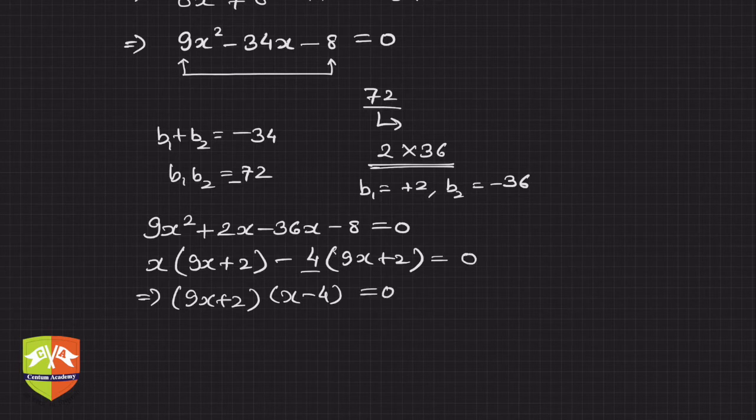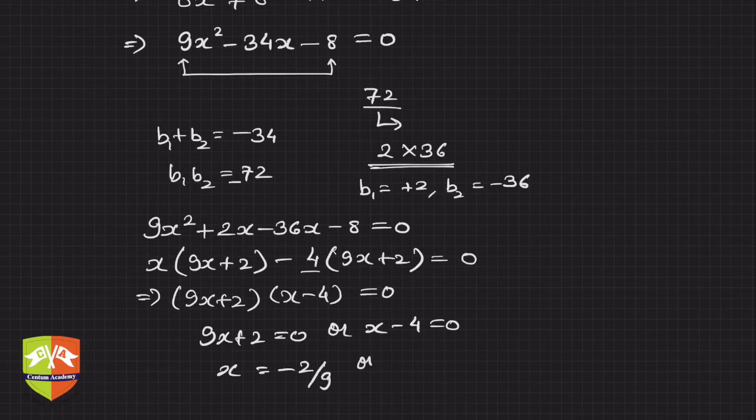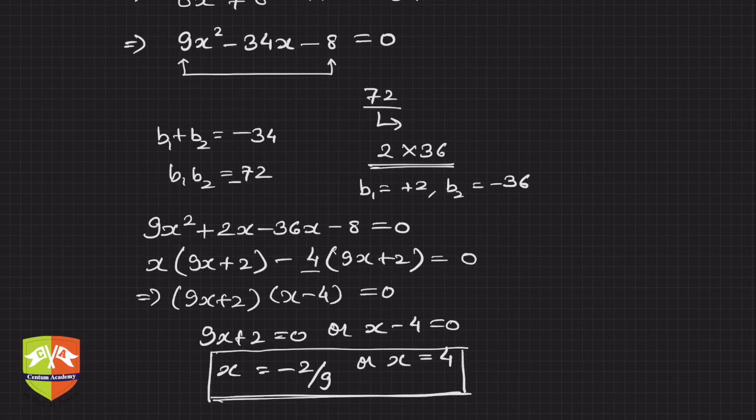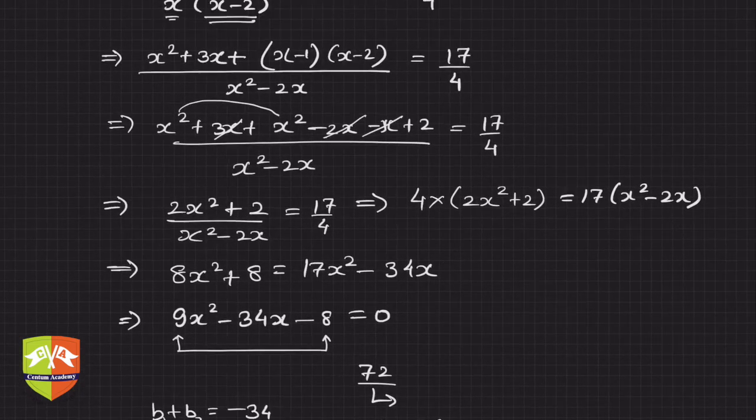So what do we learn? Either 9x + 2 is 0 or x − 4 is 0. So x is equal to −2/9 or x equals 4. See how simple it is? The equation was not appearing to be a quadratic equation, but then we transformed it into a quadratic equation, solved it by the factorization method, and we saw the solution to be x equals −2/9 and x equals 4. This is the solution.